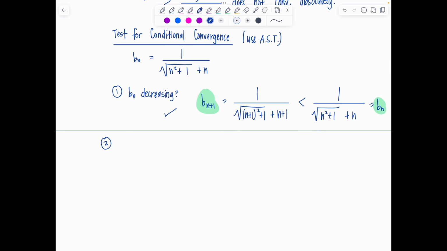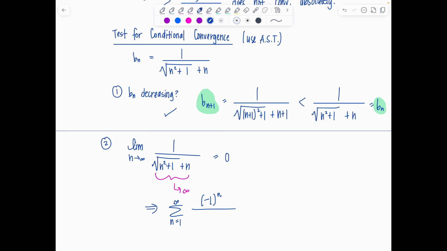And then the second thing, I want to make sure the limit as n goes to infinity of Bn is 0. Oh, this is a nice, relaxing little limit. Look at that. The denominator is clearly going to infinity. So I have 1 over something getting very, very large. This is going to be 0. Very good. So both conditions for AST were met. What does that tell me? So now I can say that the alternating series, the sum n equals 1 to infinity of -1 to the n over the square root of n squared plus 1 plus n, converges by AST.